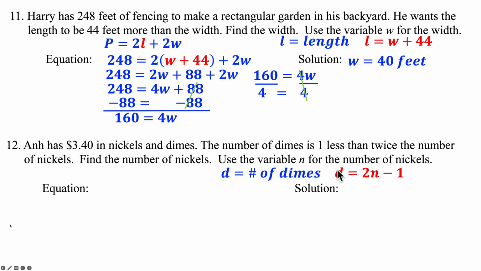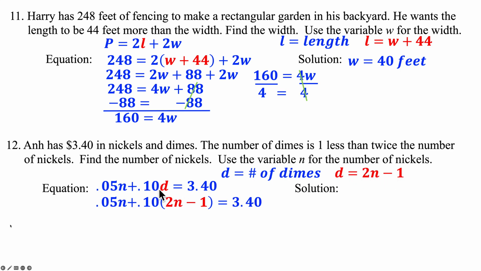Where is my other relationship? Well, it's right here. We know that nickels are worth 5 cents and the dimes are worth 10. So 0.05 times N plus 0.10 times D has to equal 3.40. That's my second equation. Now, since we're trying to find the number of nickels, now we have to replace the D with 2N minus 1 going in the parentheses.